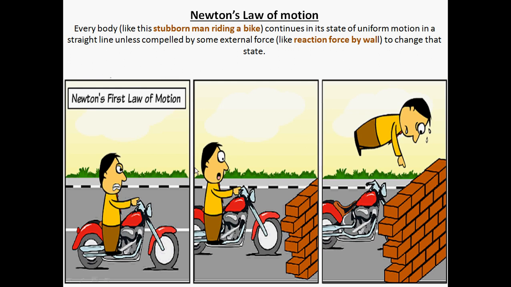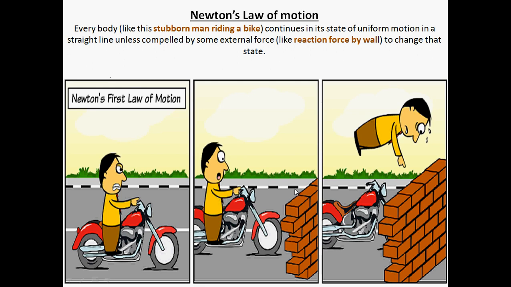Let me explain once again, students. This man on the bike, the stubborn man, was riding the bike, and he was in motion. When the bike struck the wall, collided with the wall, the man was initially in motion, but suddenly the whole bike came to rest. He was still in motion because he was sharing the motion with the bike, and because of which he fell down from the bike.